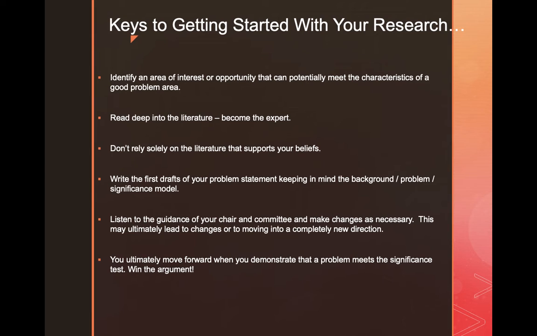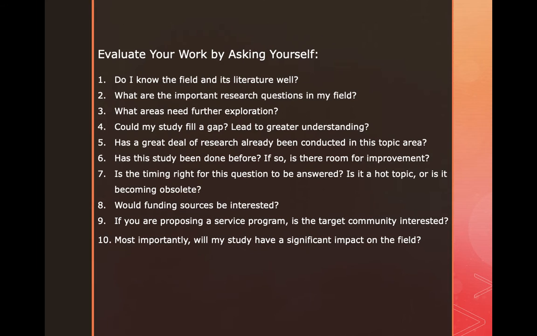So, why is it important? If it's important to you, it's important to someone else, so make sure that you have some research that shows that this issue may be significant. And then you just win the argument. You're actually arguing that your research goal is significant. Okay, and just ask questions, evaluate yourself.